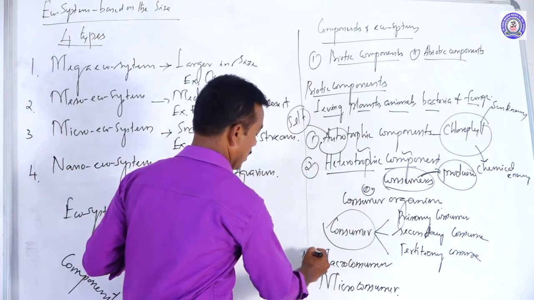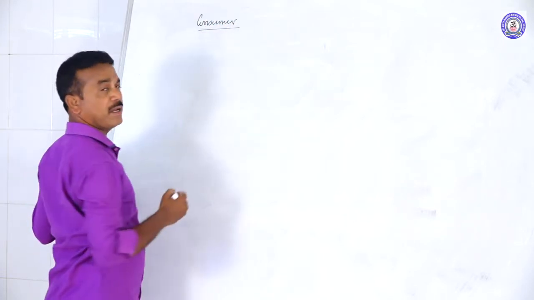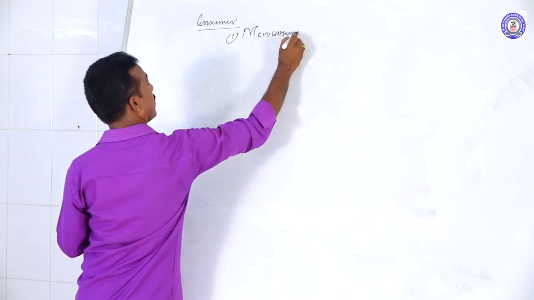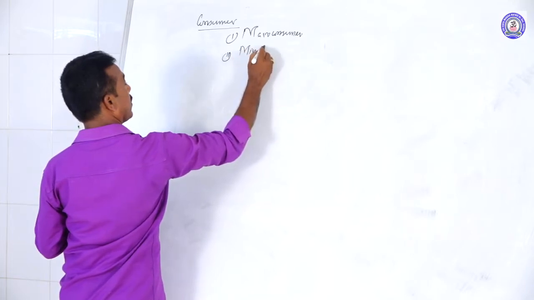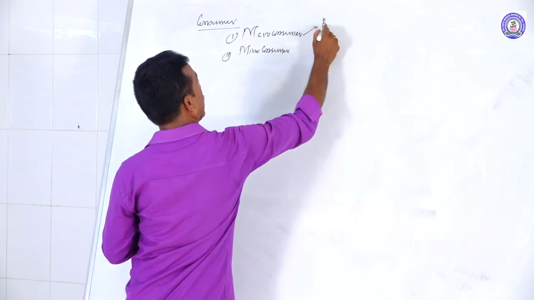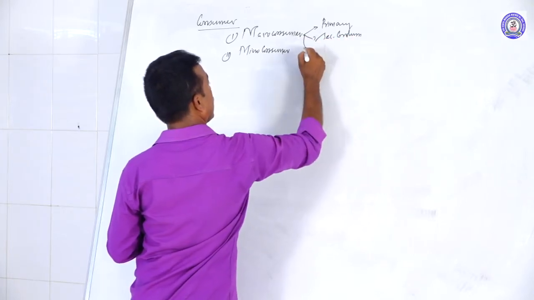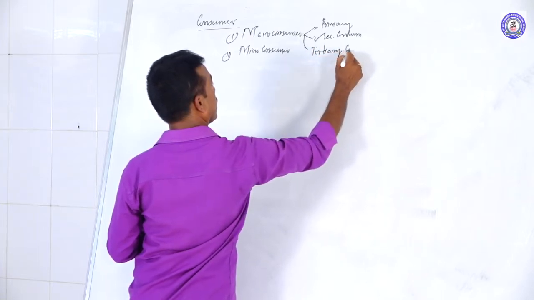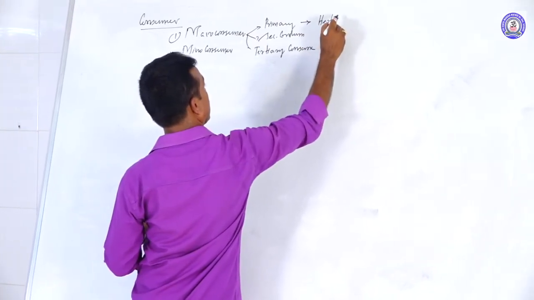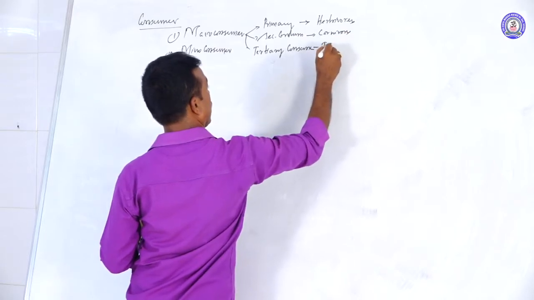Consumers can be classified into two types, macro consumers and micro consumers. Macro consumers include primary consumers, secondary consumers and tertiary consumers. Primary consumers are herbivores. Secondary consumers are carnivores. These are top carnivores.